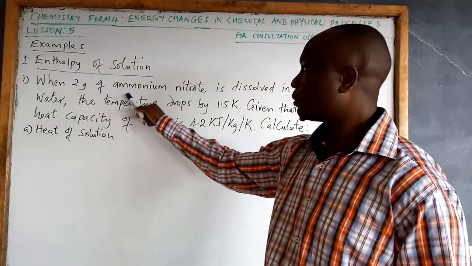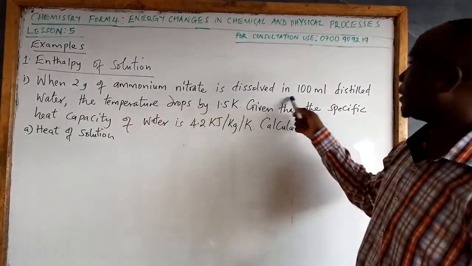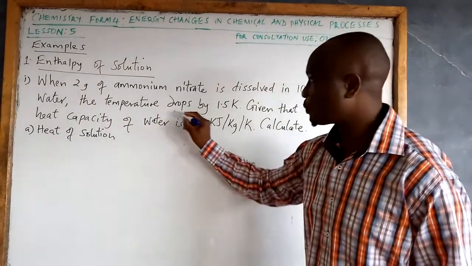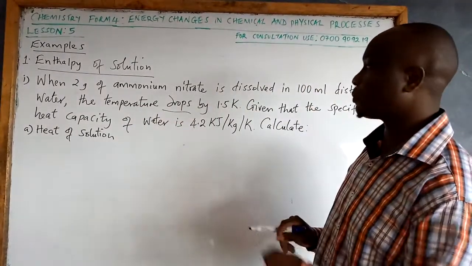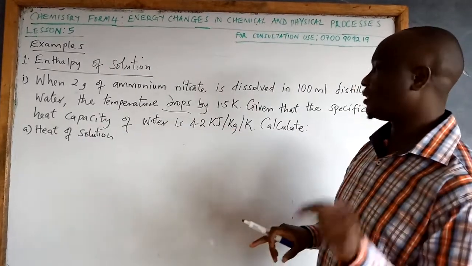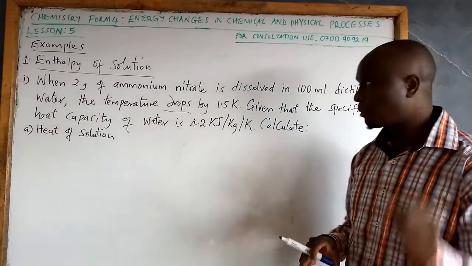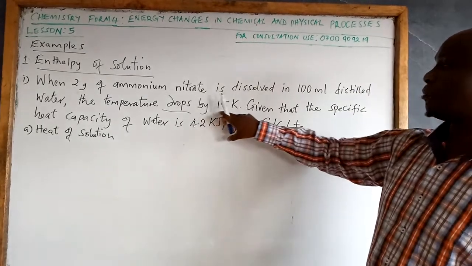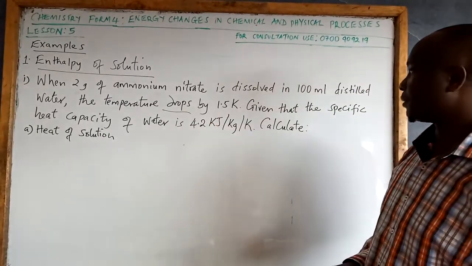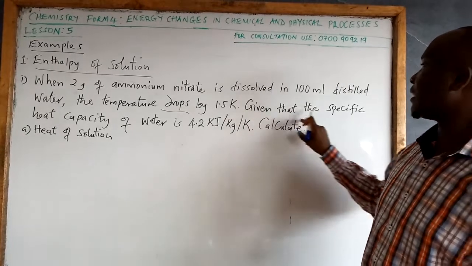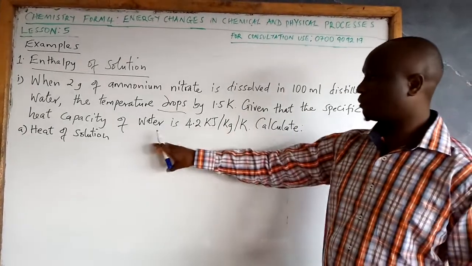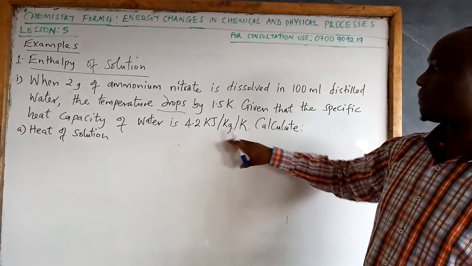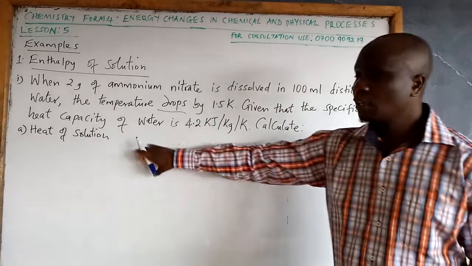When 2 grams of ammonium nitrate is dissolved in 100 ml distilled water, the temperature drops. So you mark this, the temperature drops. When the temperature drops, it means the reaction is endothermic. You will see how to deal with that. It drops by 1.5 Kelvin. Given that the specific heat capacity of water is 4.2 kilojoules per kilogram per Kelvin, calculate the heat of solution.